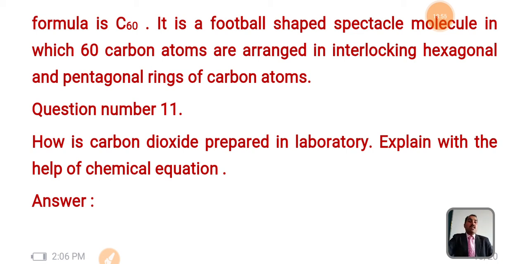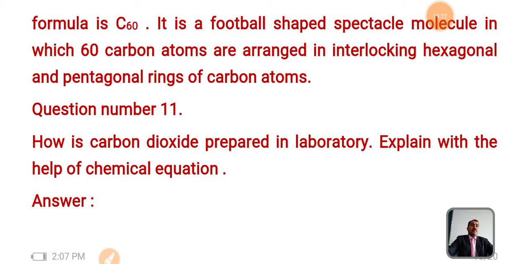It has a football-shaped structure, and here all 60 carbon atoms are arranged in interlocking hexagonal and pentagonal rings of carbon atoms. Now question number 11, which is the last question of this module. How is carbon dioxide prepared in the laboratory? Explain with the help of the chemical equation.